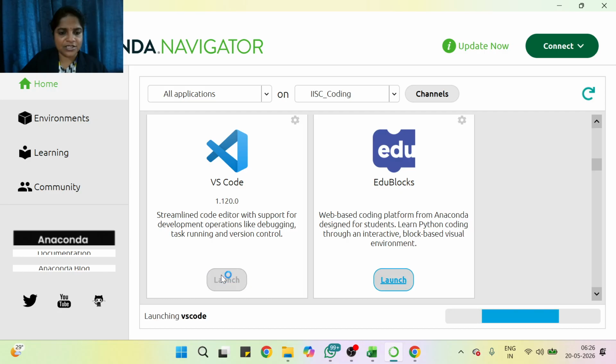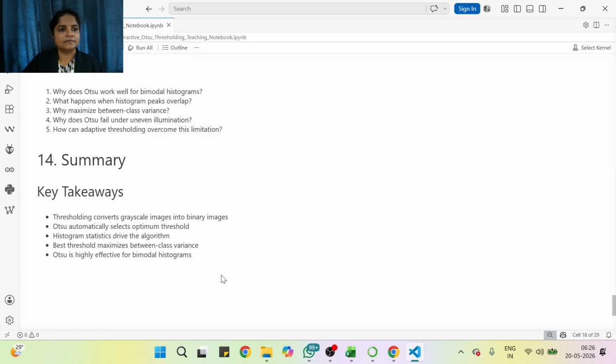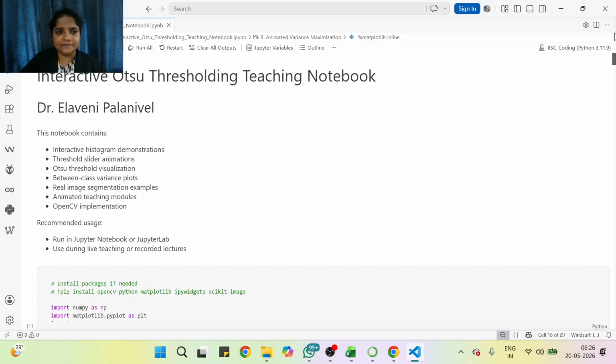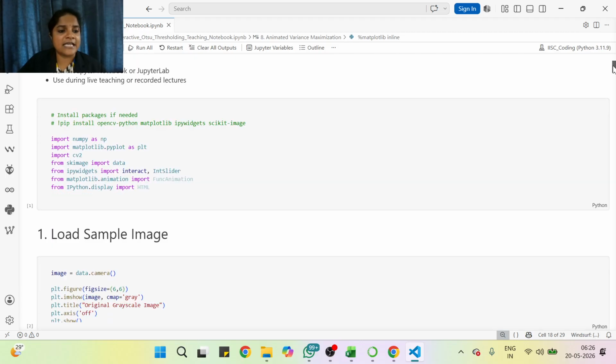Yeah. I'm launching my Visual Studio. So this is the code that I have written to understand the concept of Otsu's thresholding. By now, all of you should be familiar with the theoretical implication, derivation, and the concept of Otsu's thresholding. So now we are going to see if what we theoretically saw is actually correct.